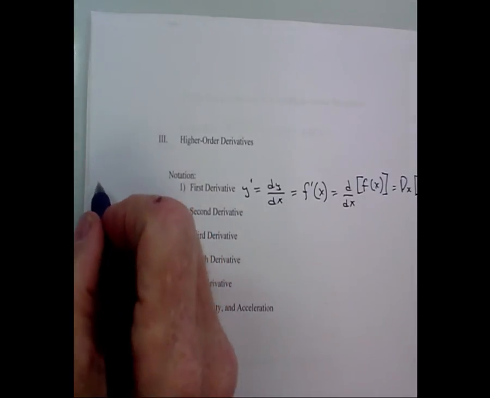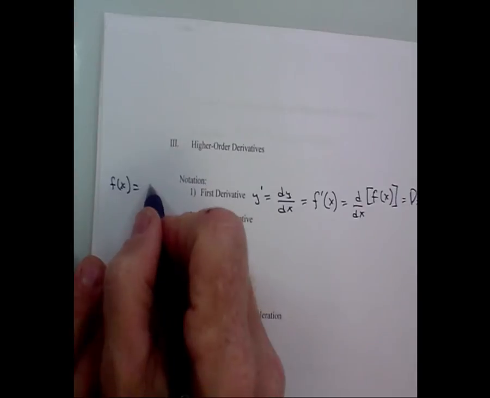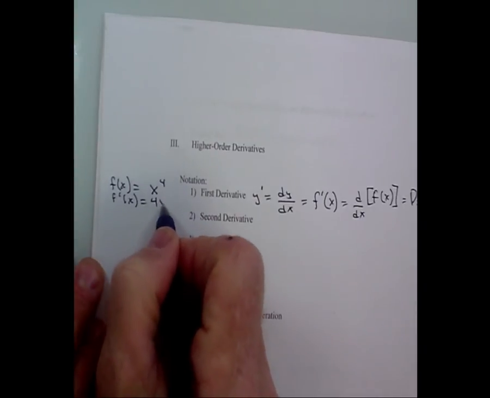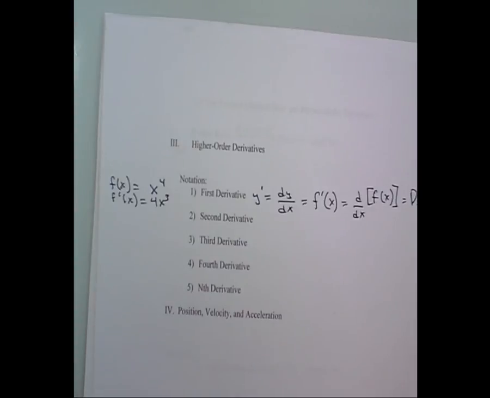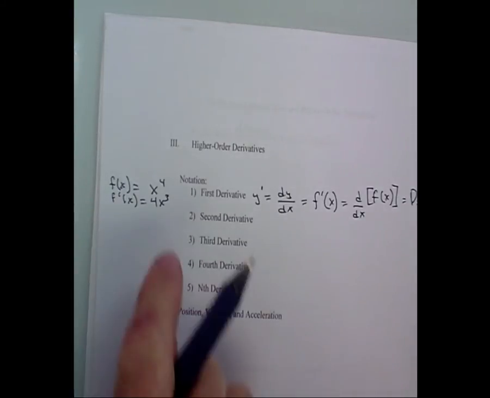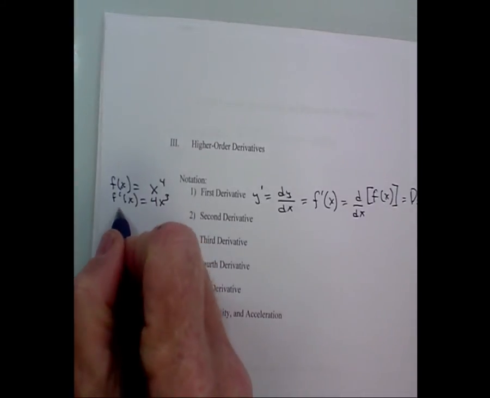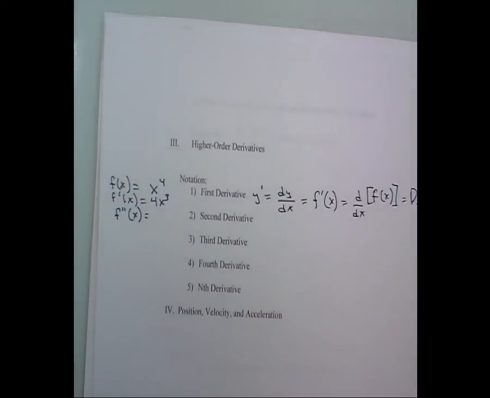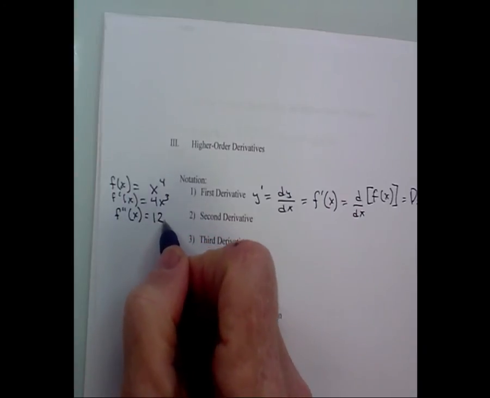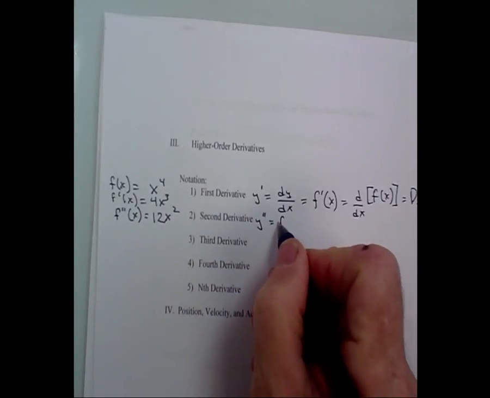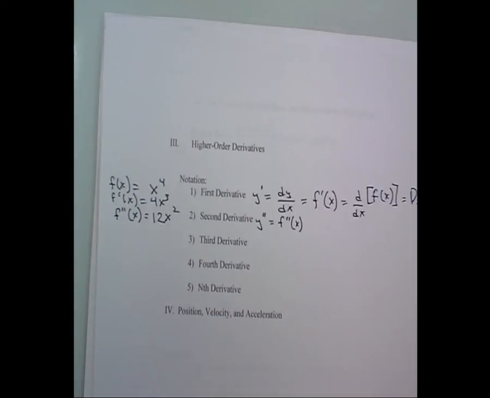Example. F of x equals x to the fourth. F prime of x equals 4x cubed. Well, the derivative of the derivative is called the second derivative. So if I take the derivative of this, I get the second derivative. We call that f double prime of x. So it's going to be 3 times 4, which is 12, x squared. I could call it y double prime. I can write it as f double prime.